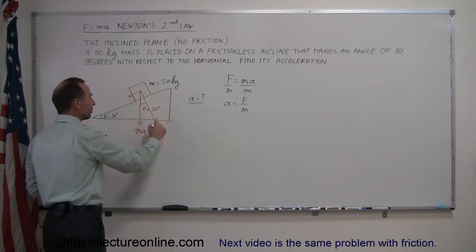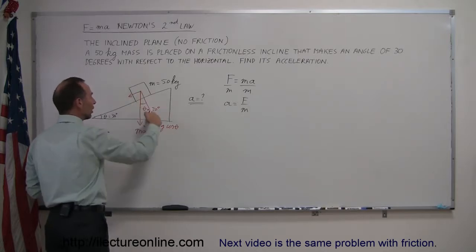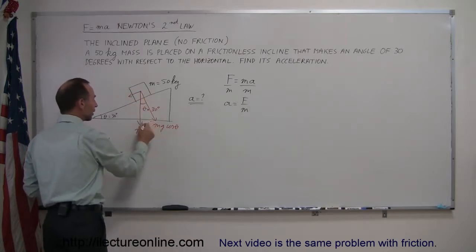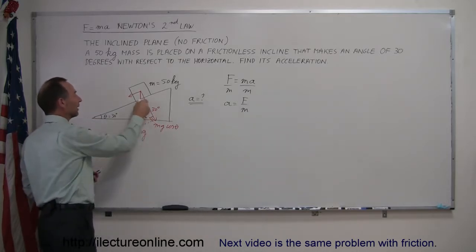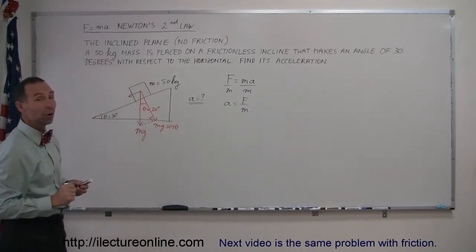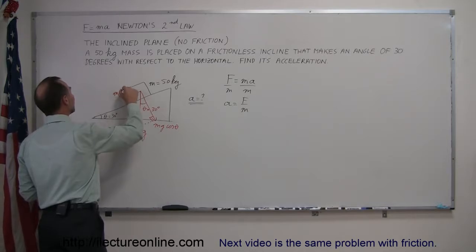Therefore, that makes this component equal to mg times the cosine of theta, because it's adjacent to the angle in the triangle. If you make a triangle out of that, you can see that here's the right angle, and this side is adjacent to this angle right there. So it's mg cosine theta. That makes this other component mg sine theta.